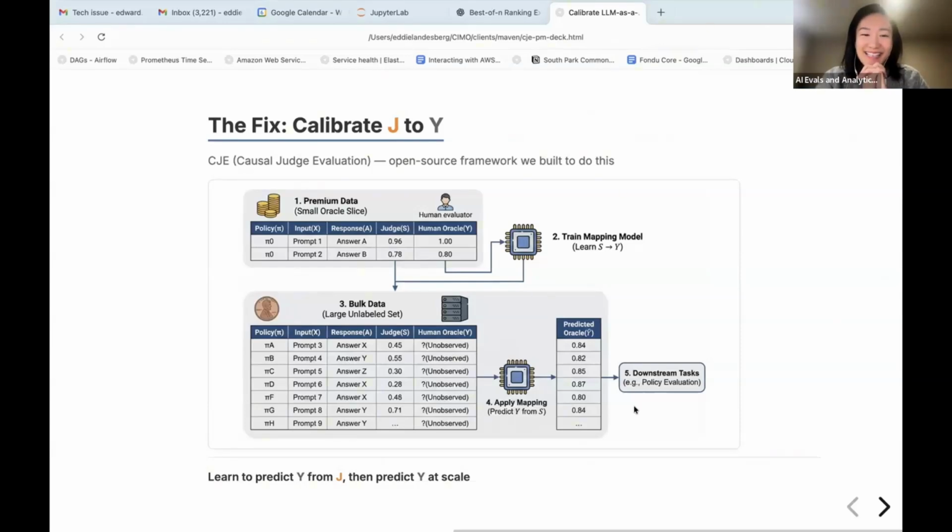Quick question, Eddie. Sure. What if after we run LLM-as-Judge evaluation and also collect the human oracles on this small oracle slice, it turns out there is zero correlation between LLM-as-Judge and human oracle? Yeah, that's a real problem. I might talk about that in the next slide.